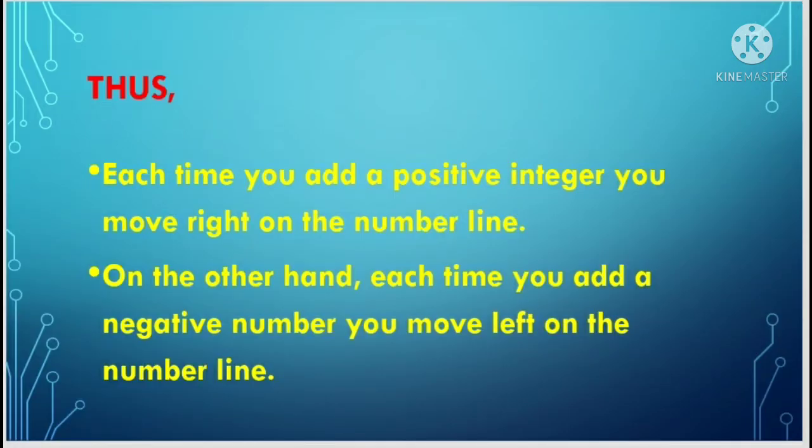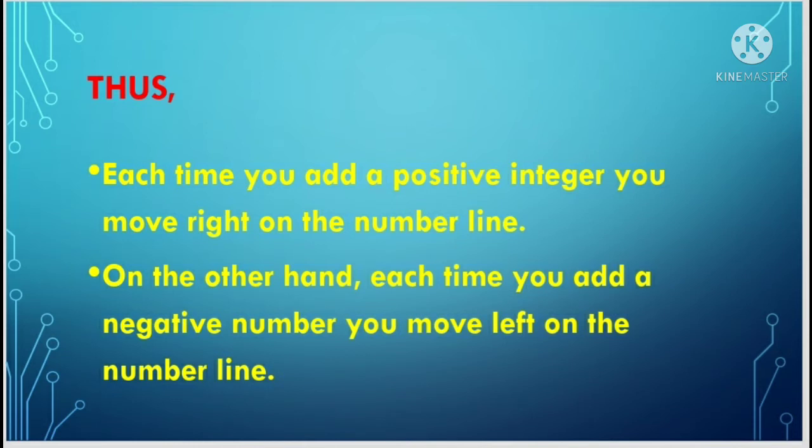Thus, each time you add a positive integer, you move right on the number line. On the other hand, each time you add a negative number, you move left on the number line. Is it clear? If we add a positive number, we move right. If we add a negative number, we move left. Okay children, I hope it is very clear to you.